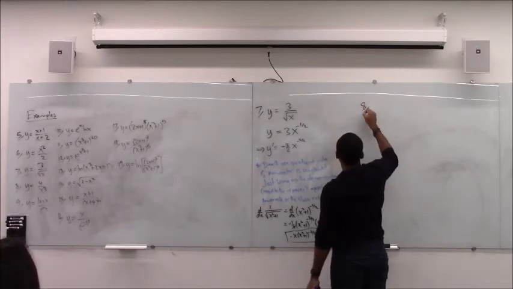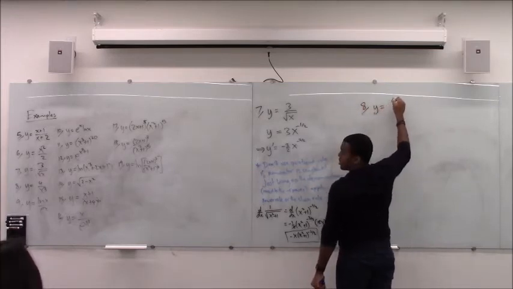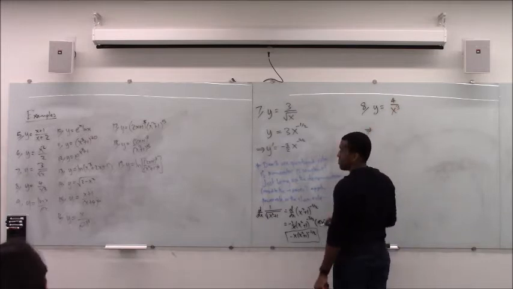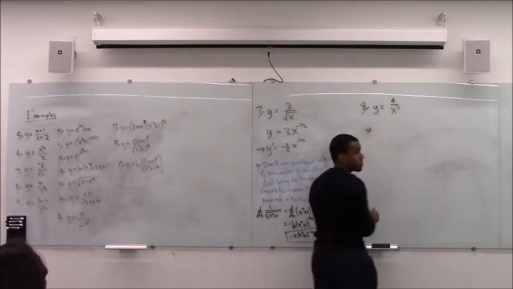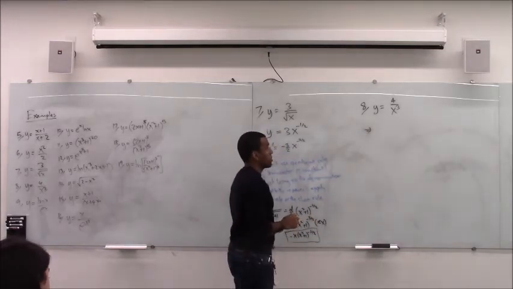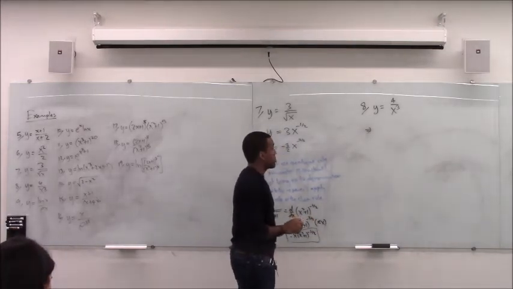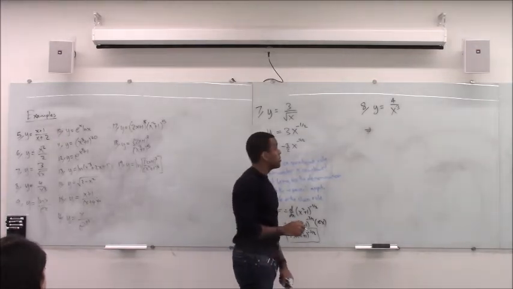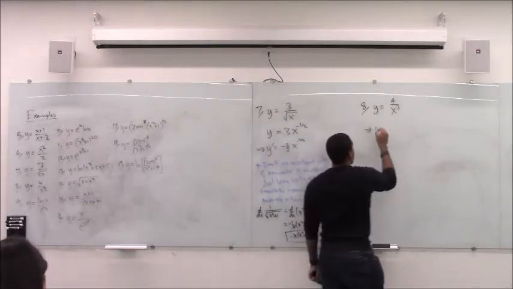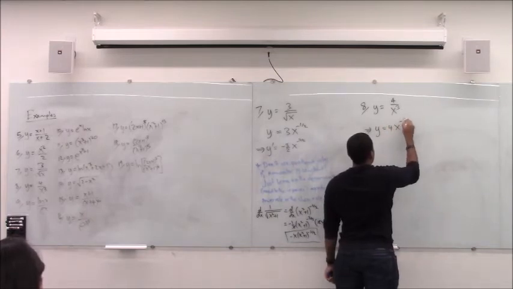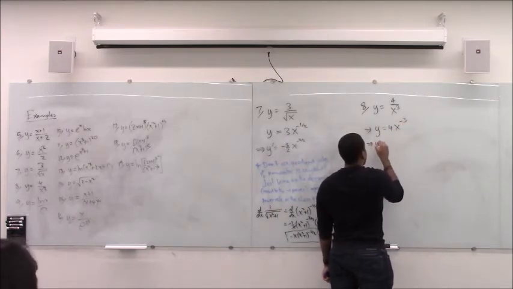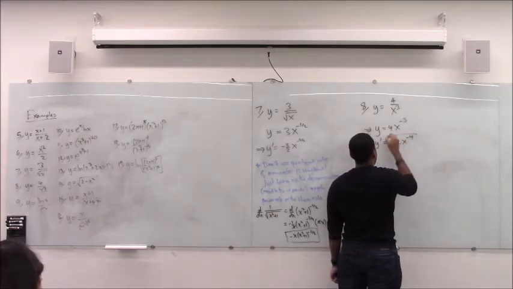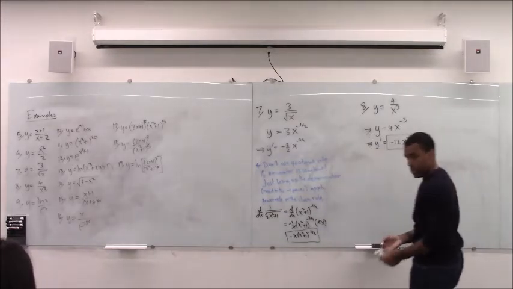8. Okay, so how do you differentiate this? Yeah? You rewrite it as 4x to the negative 3, and then do the power rule, so negative 12x to the negative 4. Yeah. That's your derivative.